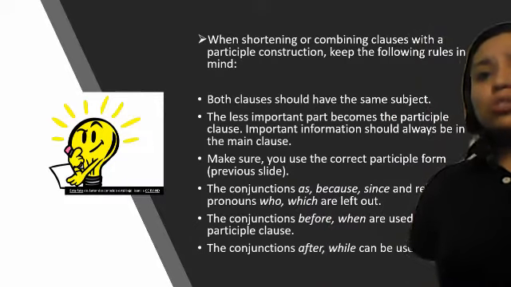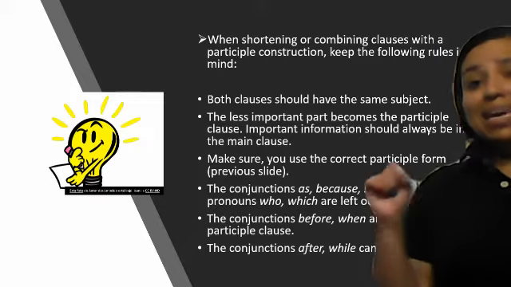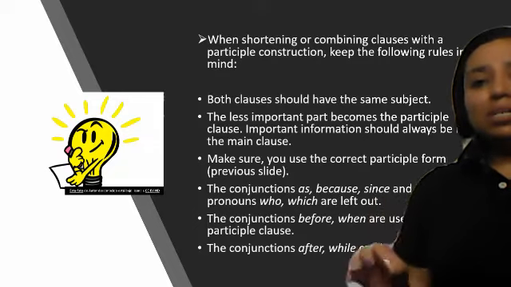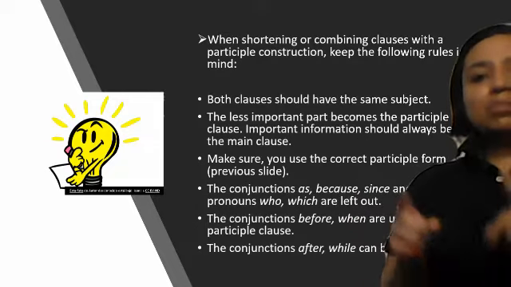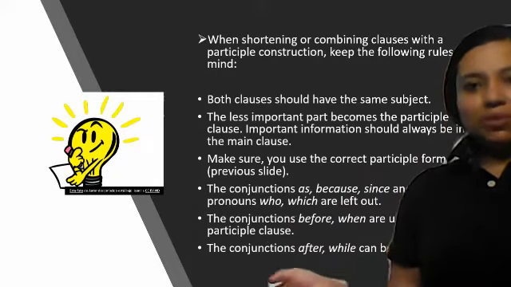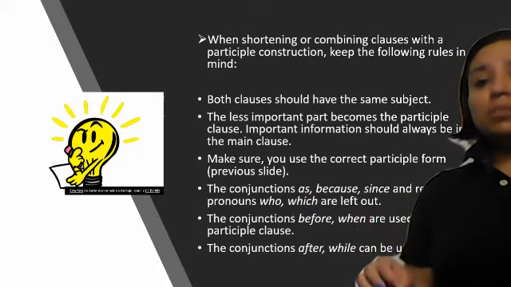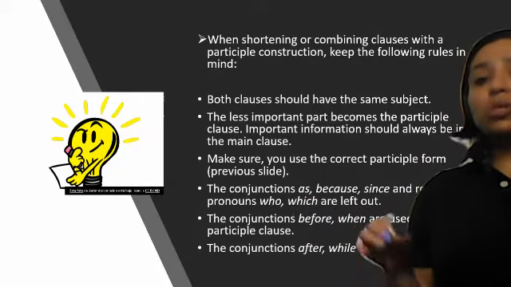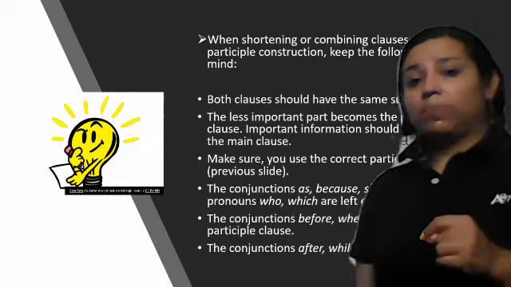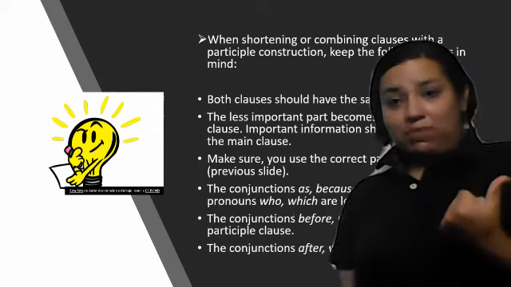Here are some rules. When shortening or combining clauses with a participle construction, keep the following rules in mind. The first one, both clauses should have the same subject. They have to have the same subject so we can combine them. If they have different subjects, we just can't. The less important part becomes the participle clause. Important information should always be in the main clause. As in relative clauses, the main information is in the first form. Make sure you use the correct participle form that we saw in the previous slide.